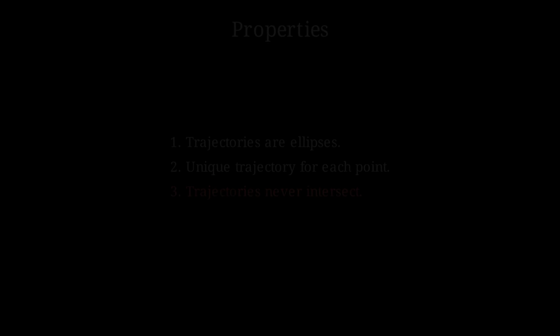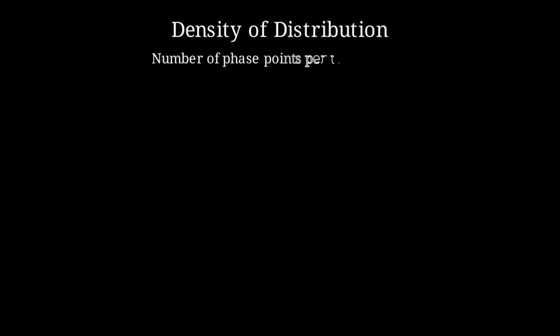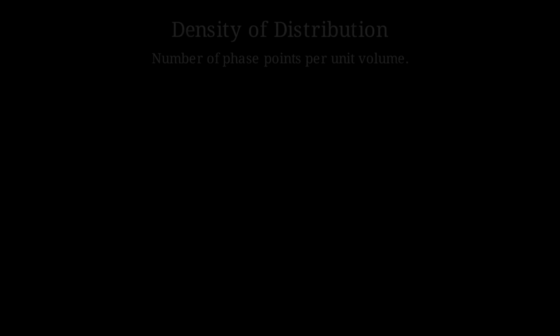Now we move to the statistical mechanics proper. Here we define the density of phase points, denoted by rho. Imagine we have an ensemble of many identical systems. The number of phase points per unit volume in the phase space gives us this density rho. It specifies the statistical state of the system.